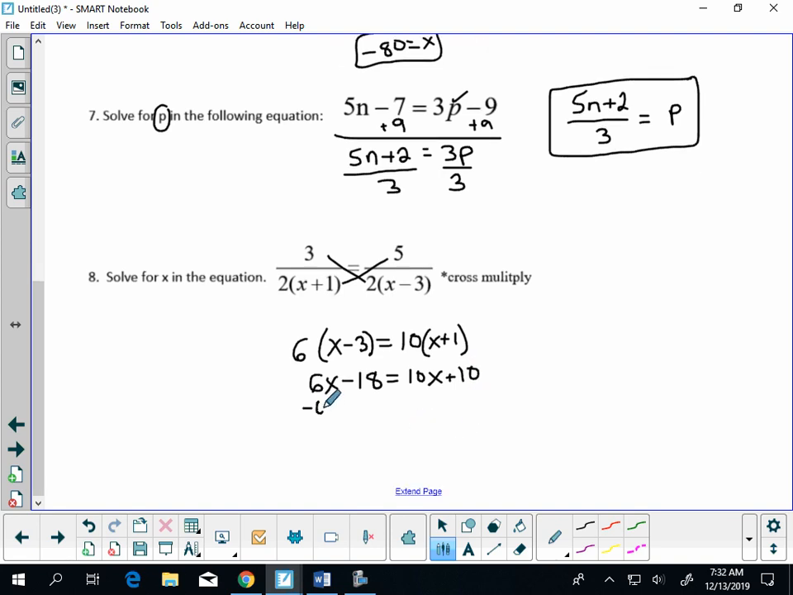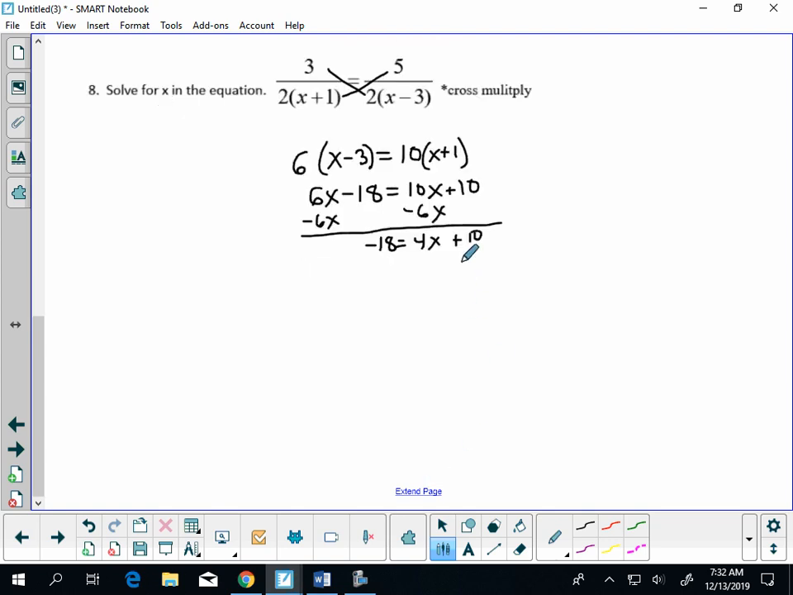Subtract 6x. I get negative 18 equals 4x plus 10, minus 10. Negative 28 equals 4x. Be very careful of your signs. It's easy to make a mistake with them. Divide by 4. Negative 7 equals x. There's my final answer.